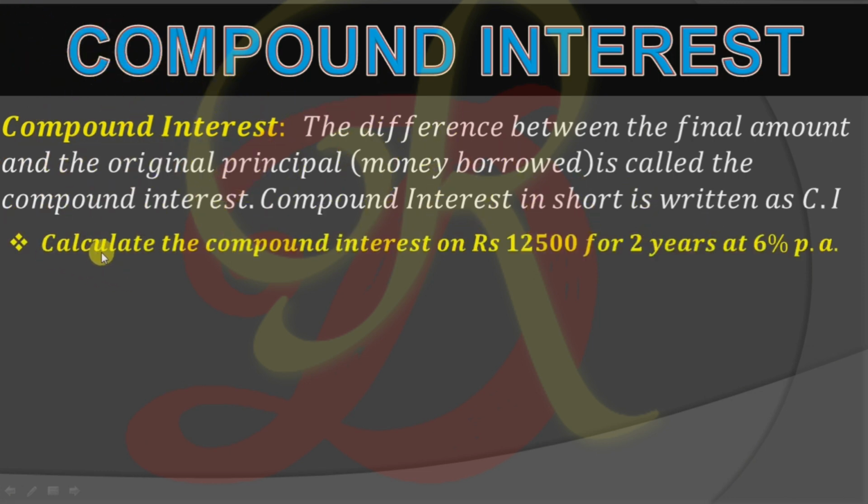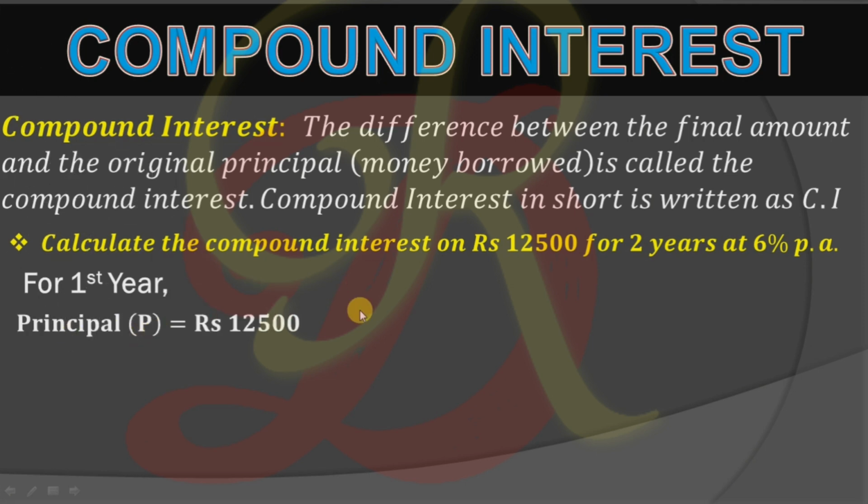Question: calculate the compound interest on rupees 12,500 for 2 years at 6% per annum. In case of compound interest, first we will calculate the interest for the first year. So for the first year, principal P is equal to 12,500, rate is 6% per annum, and time is equal to 1 year, because when we do compound interest we calculate the interest separately for the first year, second year, like that.